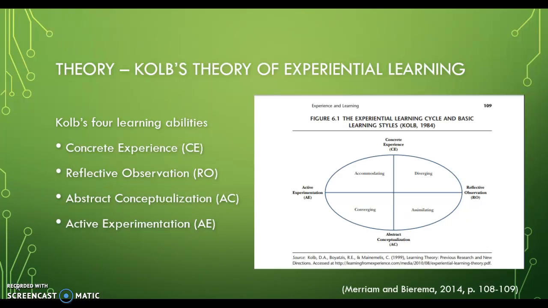The first is concrete experience, in which learners involve themselves fully, openly, and without bias in new experience. The second is reflective observation, in which learners reflect and observe their experiences from many perspectives. The third is abstract conceptualization, in which learners create concepts that integrate their observations into logically sound theories. Lastly, the learners go through active experimentation, in which they use these theories to make sound decisions and solve problems.